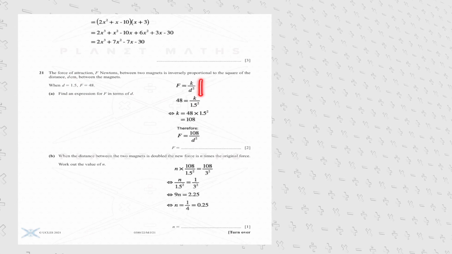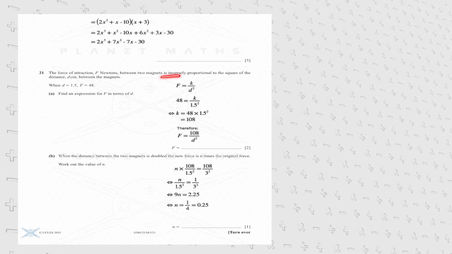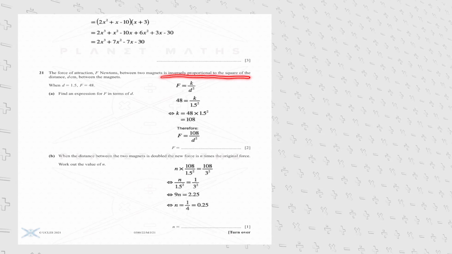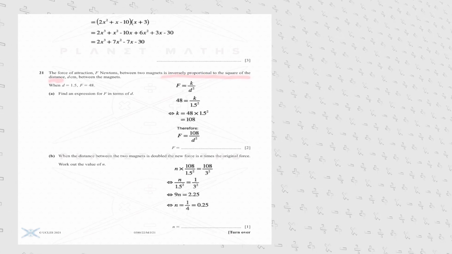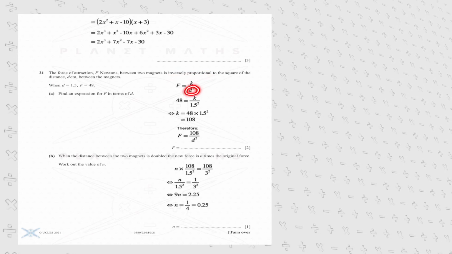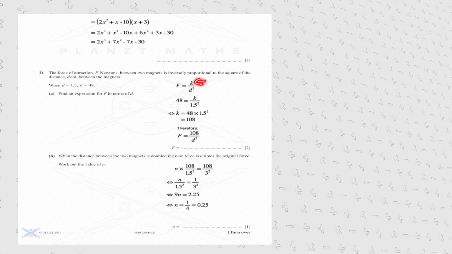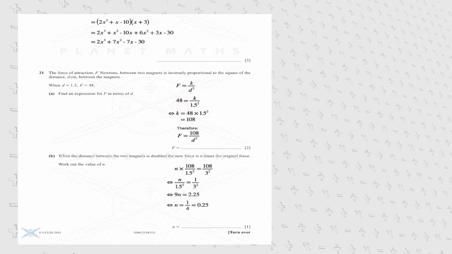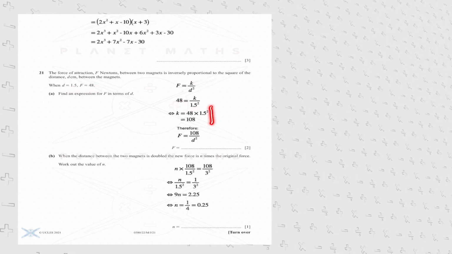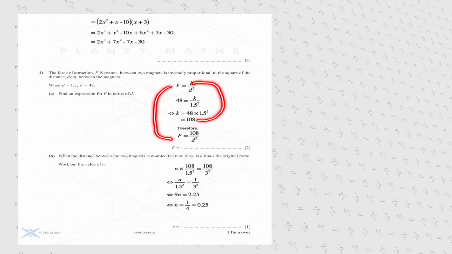To set up our equation we need to keep in mind that it is stated that the force between the 2 magnets is inversely proportional to the square of the distance, and whenever we see inversely proportional our argument needs to shift into the denominator. Now to determine k we will simply plug in the values for d and for F and rearrange it for k, which has the value 108. Therefore, we can state that F equals 108 over d squared.